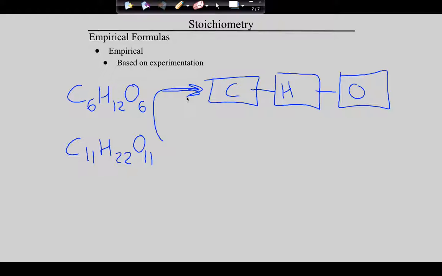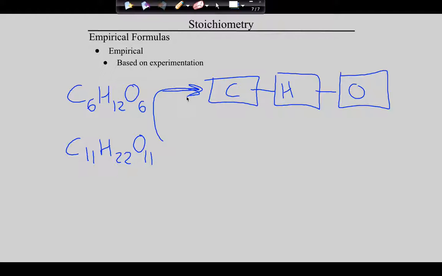For every one of these, you're going to get 2 of those and 1 of these. And it doesn't matter if it's 6, 12, and 6, or 11, 22, and 11. They're all going to go up relatively the same. Therefore, their empirical formulas are the same. But we find these out through experimentation. So empirical just means experimentation. And this is the experiment that leads us to those simple formulas. See the difference? Okay, all right.